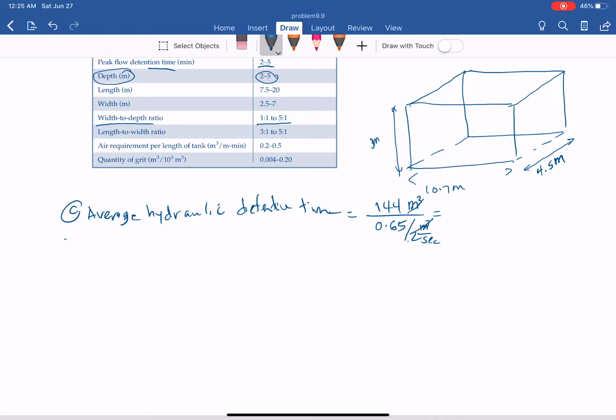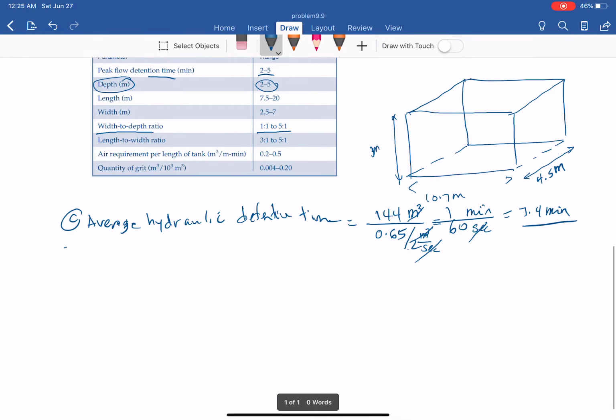So meter cube, and then you have second at the top. So you'll have second and minute, 1 minute is 60 seconds, and then you can cancel out second with second, and you'll end up with 7.4 minutes. This is the average hydraulic detention time.